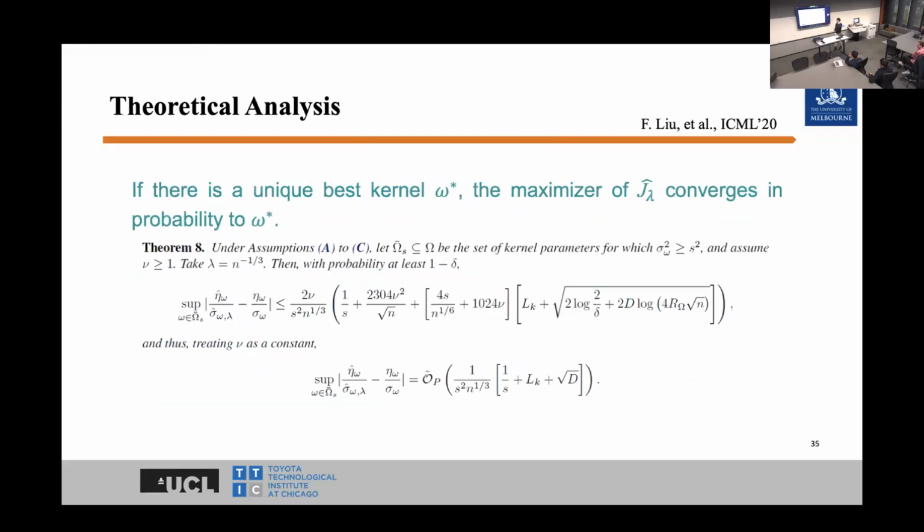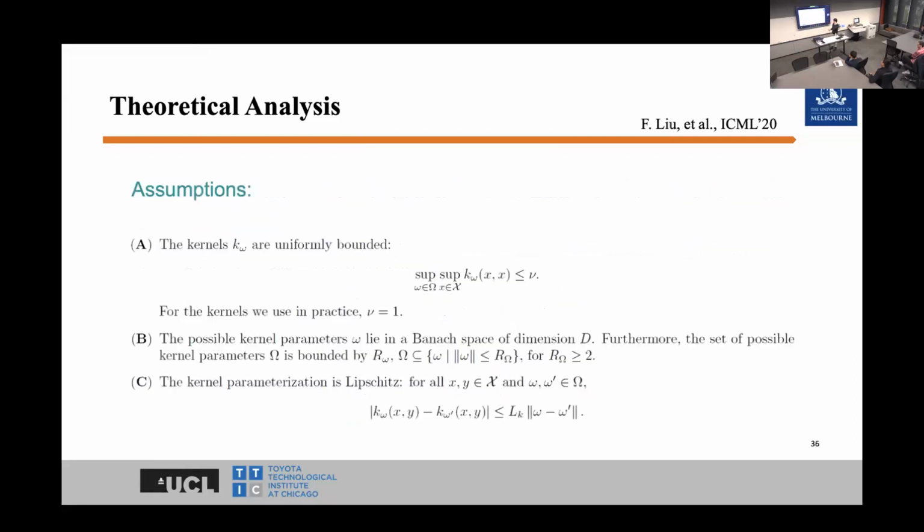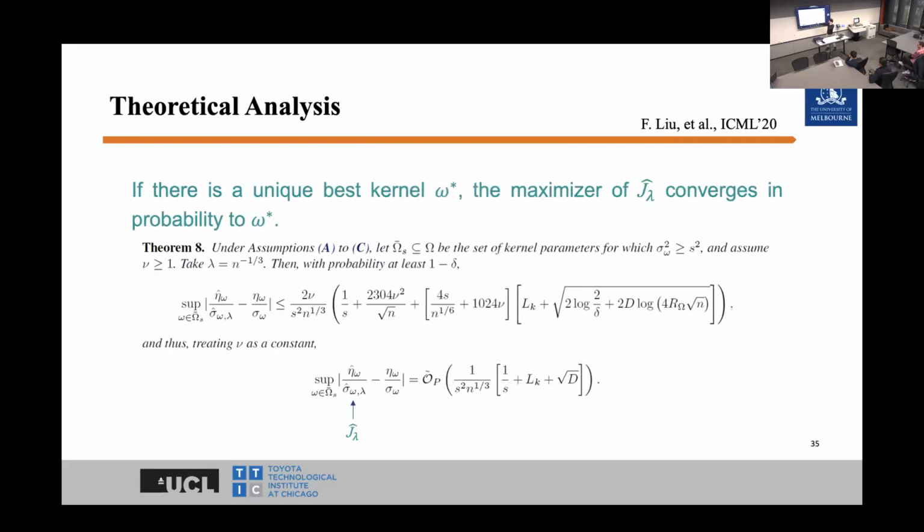If there is a unique best kernel, omega star, the maximizer converges in probability to omega star. In this result, this is J lambda hat, and this is J lambda. We can find that the difference will be bounded by this term, and it will converge to 0 if we have a large n.